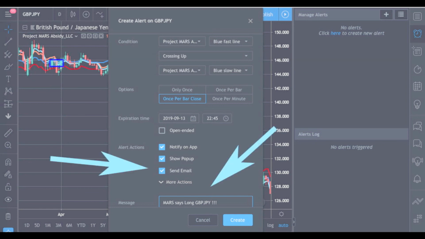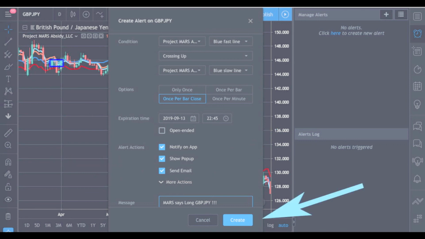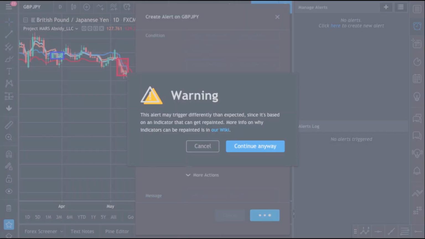Then select how you'd like to be notified, whether it's on an app, a pop-up, an email, or a text message, and write a message to yourself so that you'll know what to do right when you get the alert. Then click Create and you set it. When you click Create, you may get a warning that this indicator may repaint. However, you're only getting this warning due to the security function of the code.